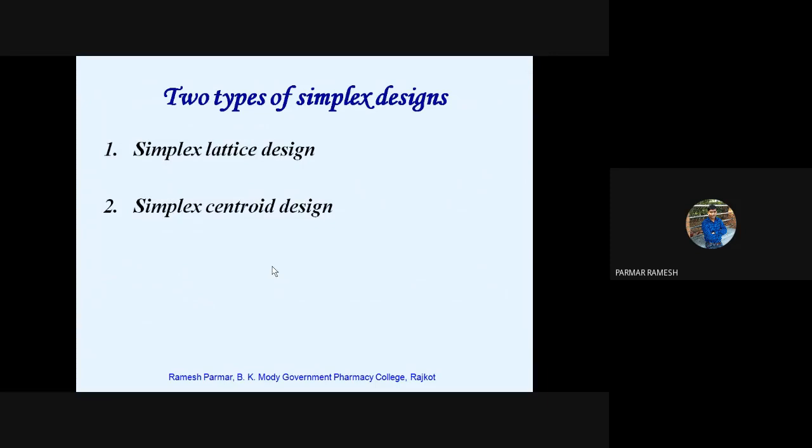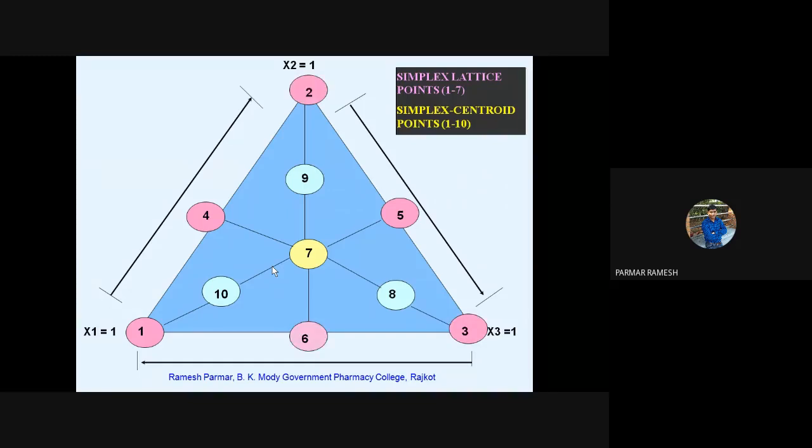Now, there are two types of simplex designs, simplex lattice and simplex centroid. This is a layout of a simplex design in which the pink color points are on the boundaries. Points from 1 to 7 are the simplex lattice points, and points from 1 to 10 are simplex centroid points. Point number 1 represents x1 equal to 1, that is, the first component, x1, is at 100% concentration. Point 2 represents the 100% proportion of x2. Point 3 represents 100% proportion of x3.